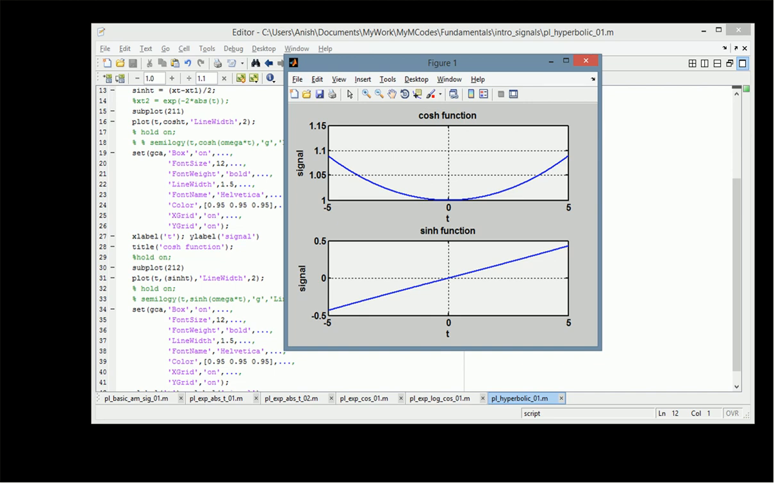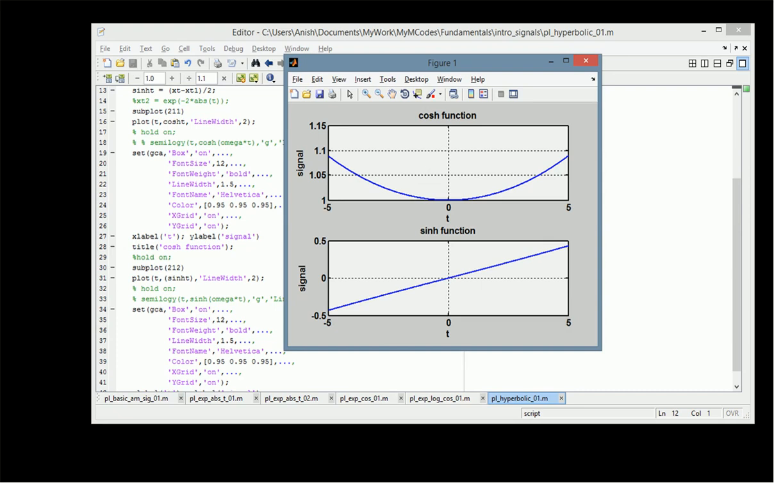it has a convex shape between -5 and +5, and the value changing from 1.1 and then goes slowly to close to 1, and then it starts to increase again. And then sin h function looks like a linear curve for the values from -5 to +5.